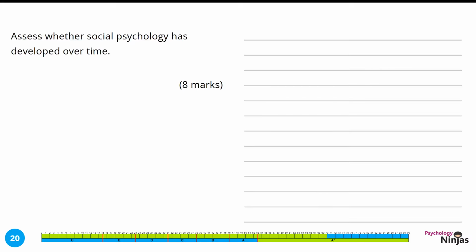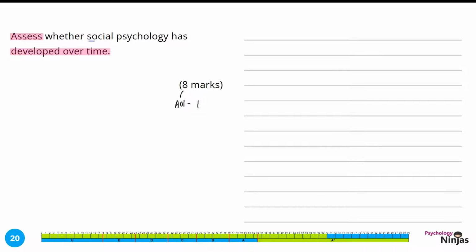Assess whether social psychology has developed over time, 8 marks. Here we have the command word assess, which is requiring us to explain and evaluate. The focus of this issue and debate is development over time, and 4 of our AO1 marks come from explaining development over time and the ways in which psychology may have developed.